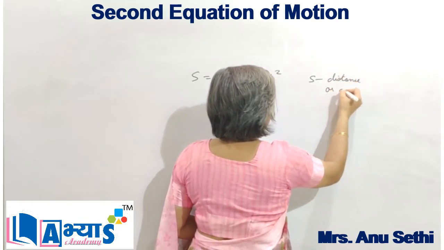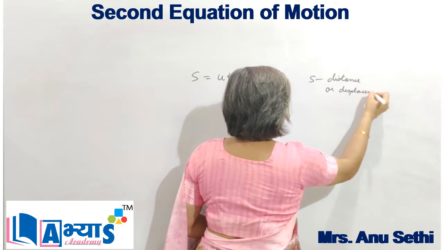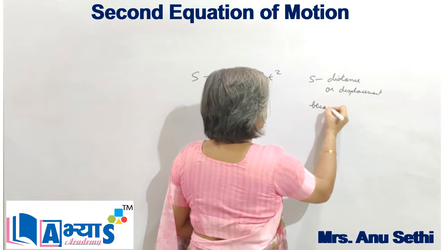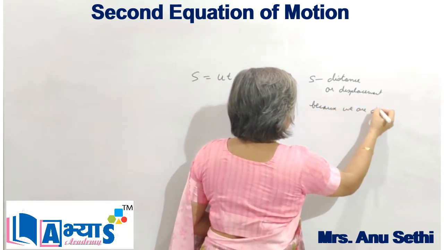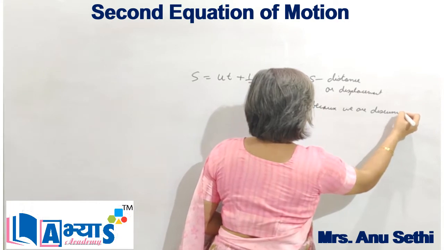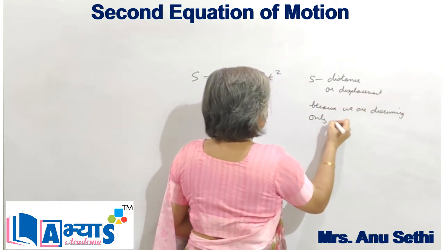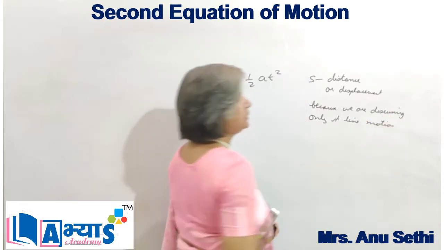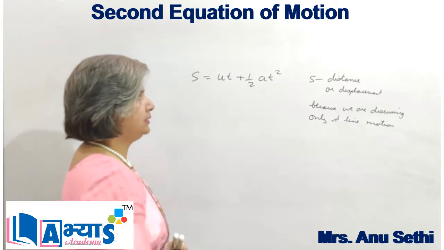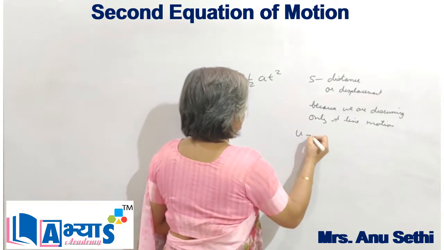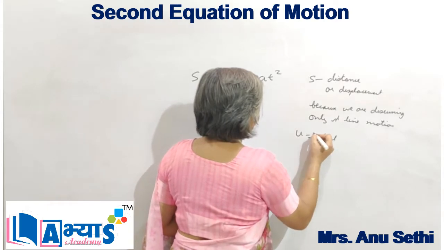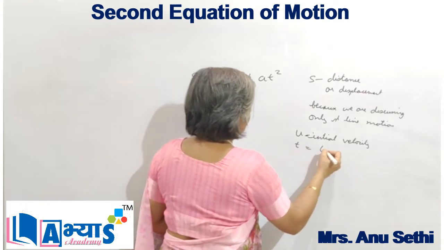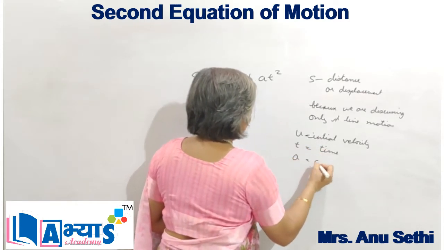or displacement, because we are discussing only straight line motion. Because in a straight line motion the distance and displacement mean the same thing. So s is the displacement or distance, u is initial velocity, t is time, and a is acceleration.